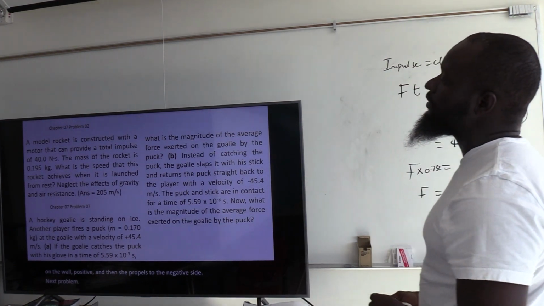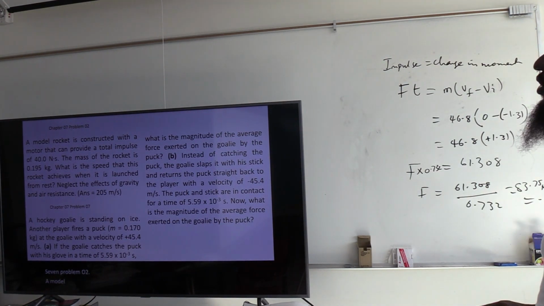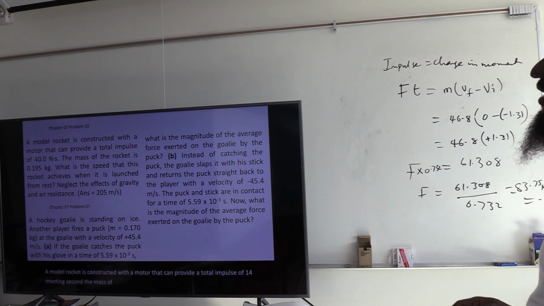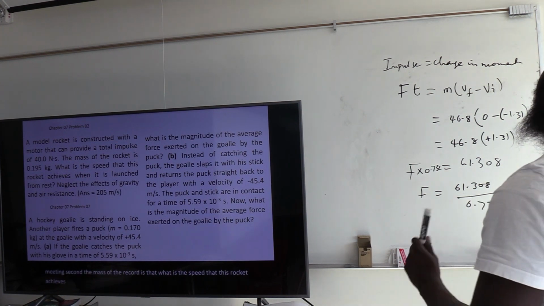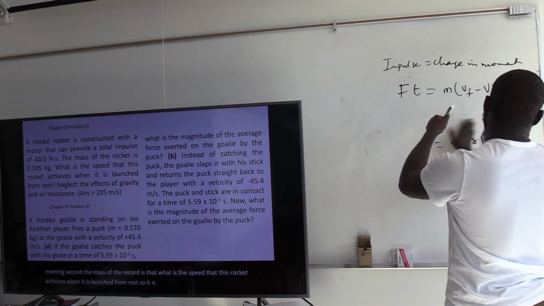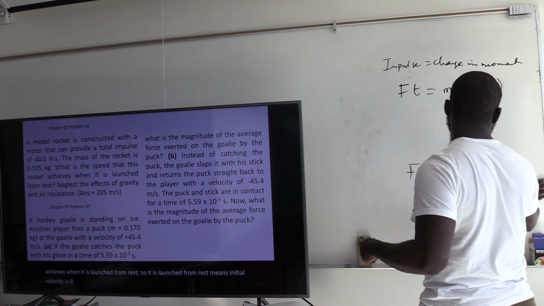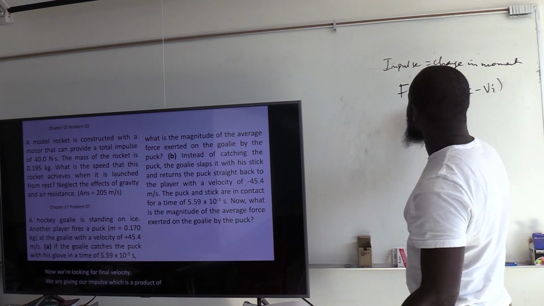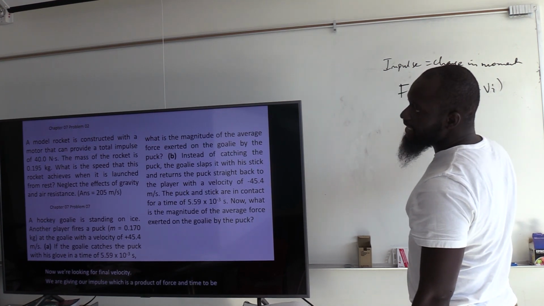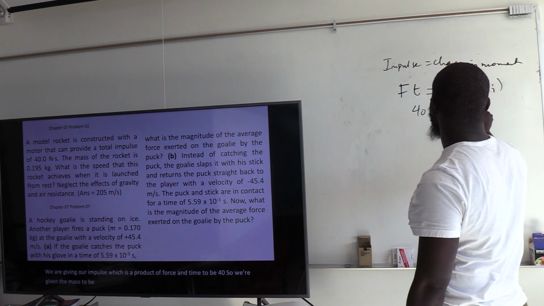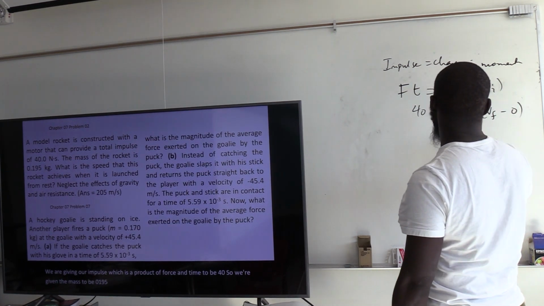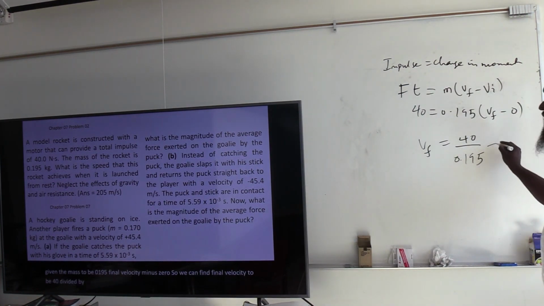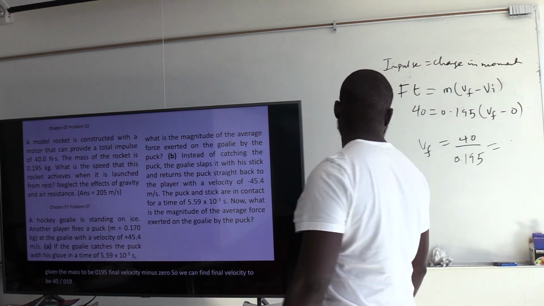Problem 02. A model rocket is constructed with a motor that can provide a total impulse of 40 Newton seconds. The mass of the rocket is that. What is the speed that this rocket achieves when it is launched from rest? Launched from rest means initial velocity is 0. Now we're looking for final velocity. We are given our impulse, which is the product of force and time, to be 40. We are given the mass to be 0.195. Final velocity minus 0, so we can find final velocity to be 40 divided by 0.195. Simple as that.